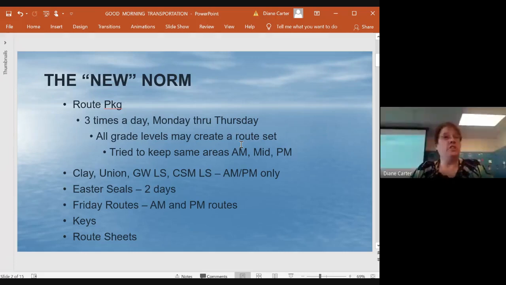Just don't lose them is all I ask. If something happens that you can't find them, we need to know right away where you lost them and whether we have to replace them and get new ones made. The route sheets, we're going to have those. Right now, they are still in the hallway.